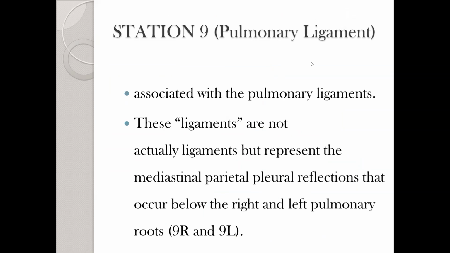Now, the pulmonary ligament is not an actual ligament, but a fold of the parietal pleura. The parietal pleura, depending on its location, is here. The parietal pleura near the mediastinum is the mediastinal parietal pleura, and it reflects laterally, forming the pulmonary ligament. The pulmonary ligament holds the station 9 lymph nodes.